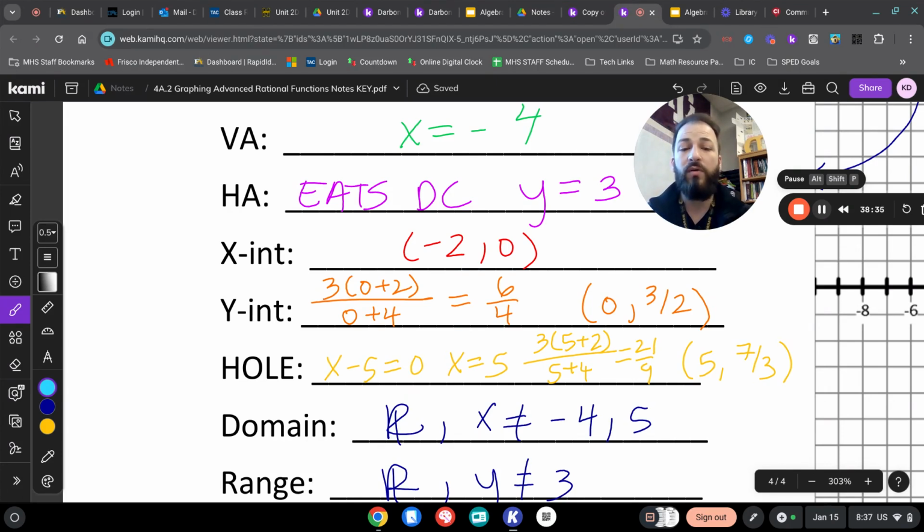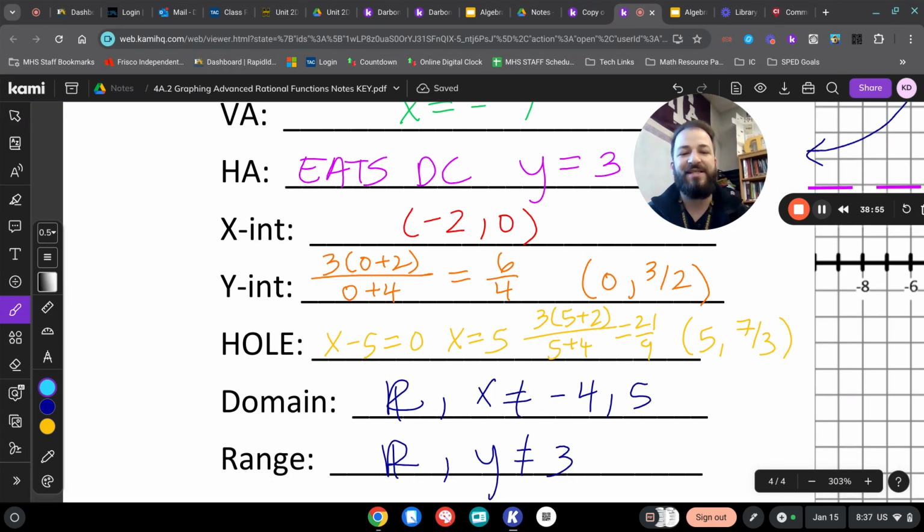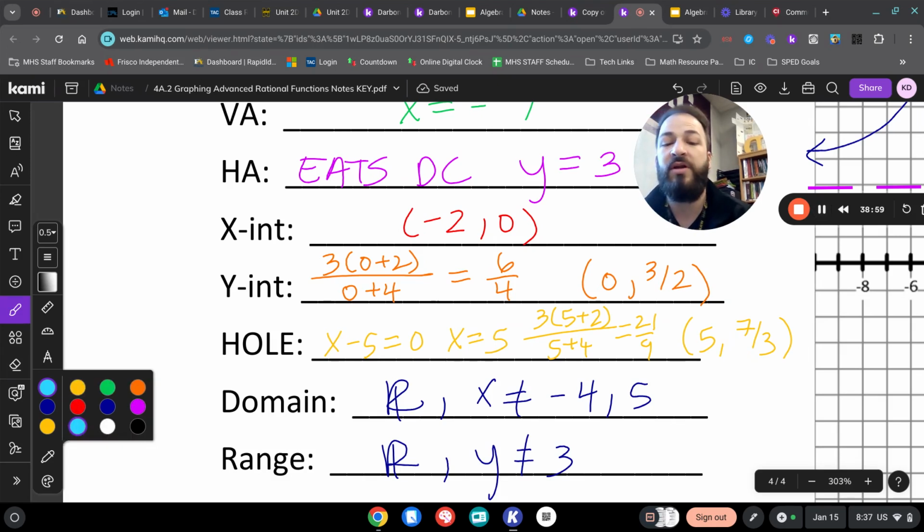Then for our hole, the factor that canceled out was that x minus 5, so that's going to give us x equals 5, and then we plug 5 in. 5 plus 2 is 7, times 3 is 21, over 5 plus 4 is 9, and 21/9 can be reduced down to 7/3, so we get (5, 7/3). And then, of course, for our domain, we have all real numbers except x does not equal -4 and 5. And for our range, we have all real numbers except y does not equal 3 and 7/3.